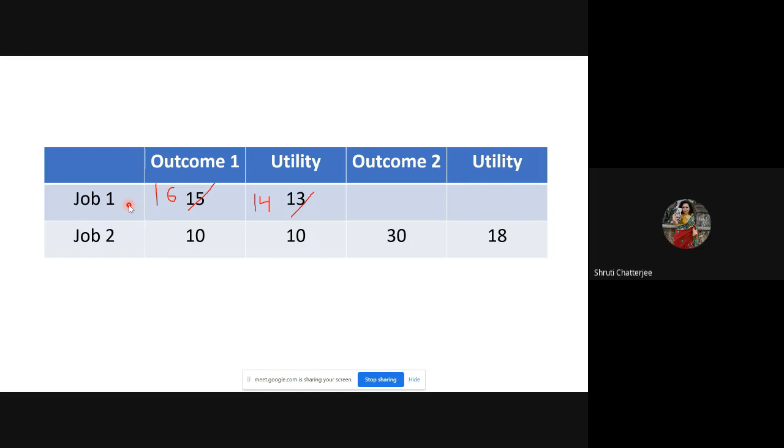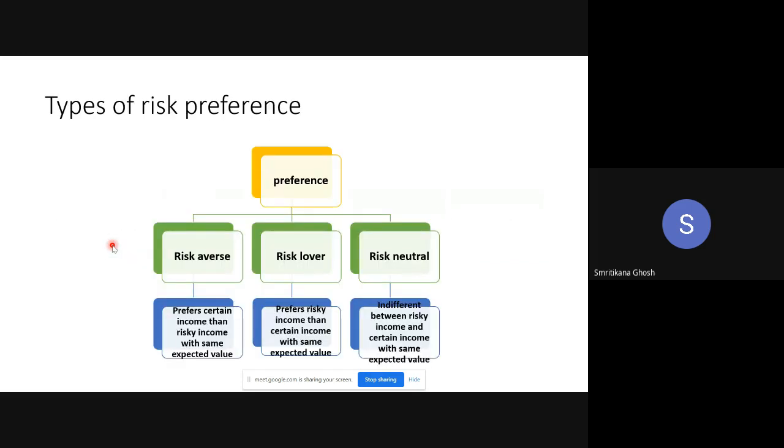This is how you can differentiate individuals. With the same level of utility, if the individual is choosing the certain job, then he is risk averse. With the same level of utility, if the individual is choosing the uncertain job, then he is risk lover. And if the individual is indifferent between these two, he is called risk neutral. And it is written here: indifferent between the risky income and the certain income with the same expected value.